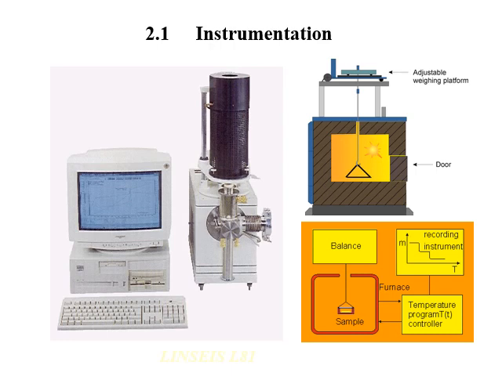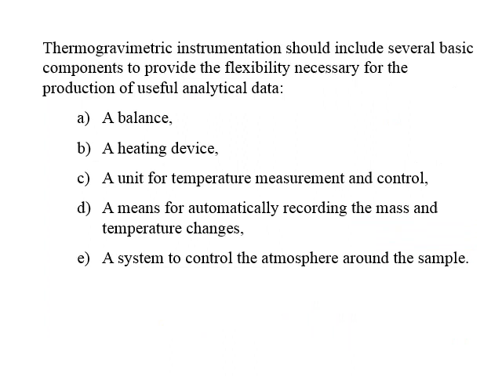So first we'll talk a little bit about instrumentation. I won't spend a lot of time on it because for the most part you would just go off and use the TGA system that is bought from one of the many manufacturers that produce these things. But the basics of thermogravimetric instrumentation include several basic components: a microbalance, some kind of a heating device, a unit for temperature measurement and control, a means for automatically recording the mass and temperature changes, and some kind of a system to control the atmosphere surrounding the sample.